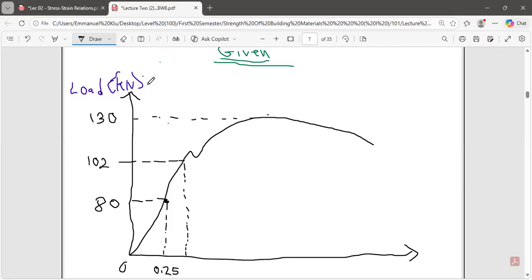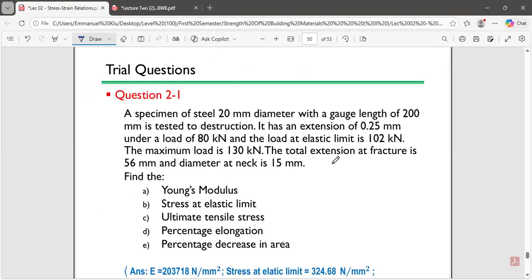From here, what are we supposed to do next? Let's go back to read the question. You always have to be visiting the question, to be sure of what you are doing. The maximum load is 130 kilonewton. The total extension at fracture is 56 millimeters.